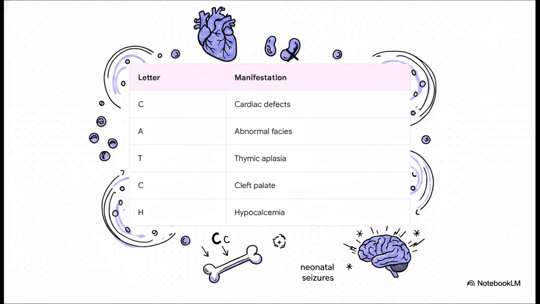The phenotype is anchored by thymic aplasia, leading to T-cell deficiency, conotruncal cardiac defects like truncus arteriosus, and critically, hypocalcemia secondary to parathyroid hypoplasia. That hypocalcemia is incredibly high yield. It frequently presents as neonatal tetany or seizures.